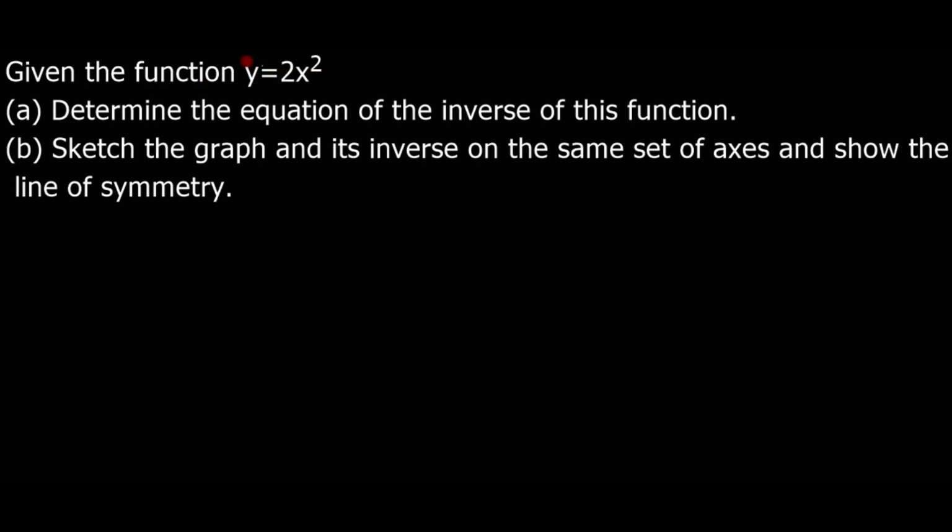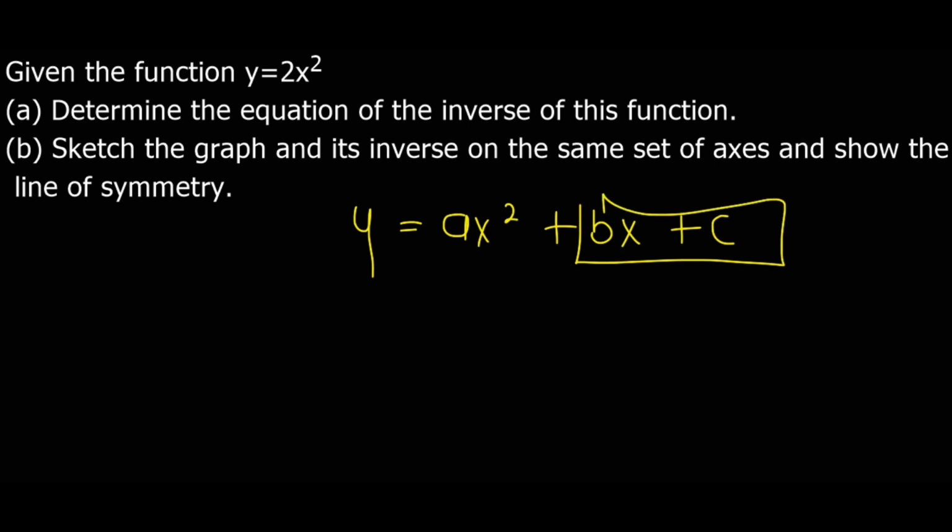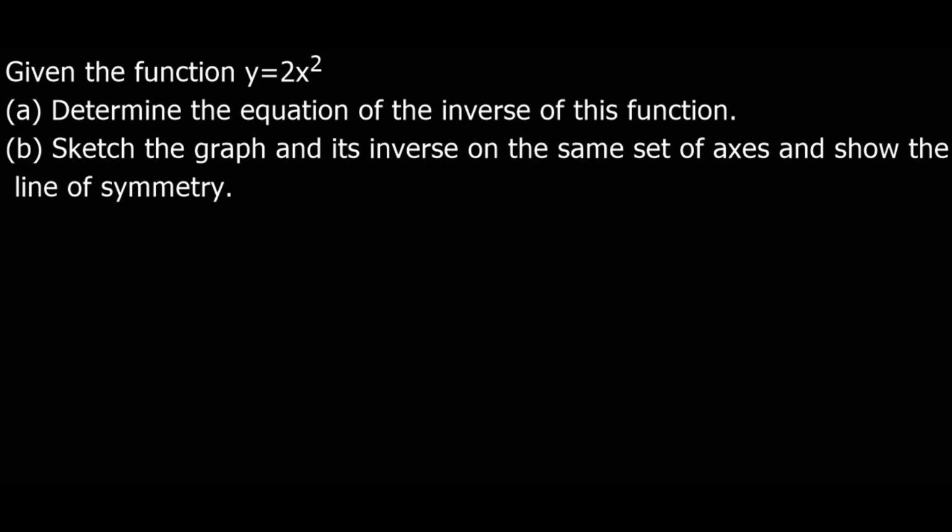Given the function y equals 2x squared, which is a parabola, because the standard form is ax squared plus bx plus c. But in this case, our b and c are 0, because we only have ax squared, which is 2x squared. Question part A: determine the equation of the inverse of this function.